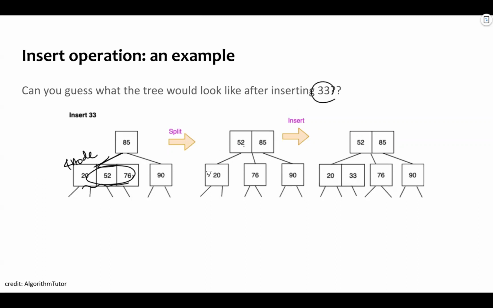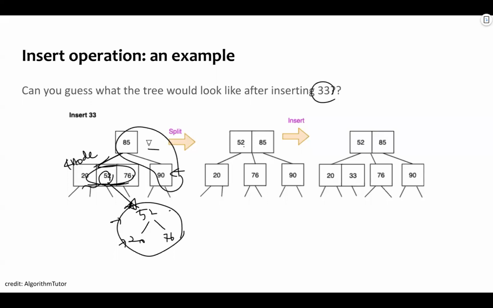What we are going to do is split this one, and the center node is going to be a new parent, and the left one and right one become new children. And we are going to add this architecture to this part. Because this one is two levels, as you can see, 52 and 85 become a 3 node like this. And you put 20 here, 76 here.